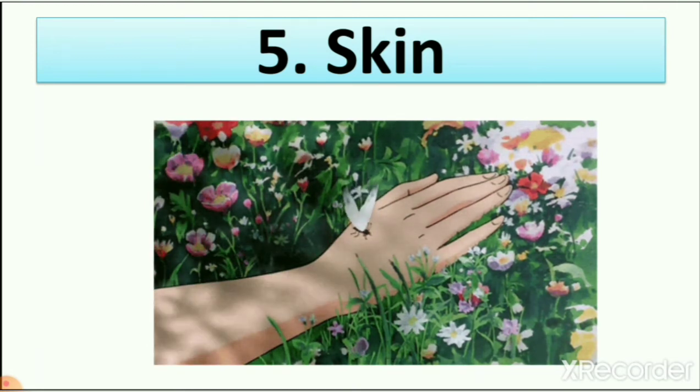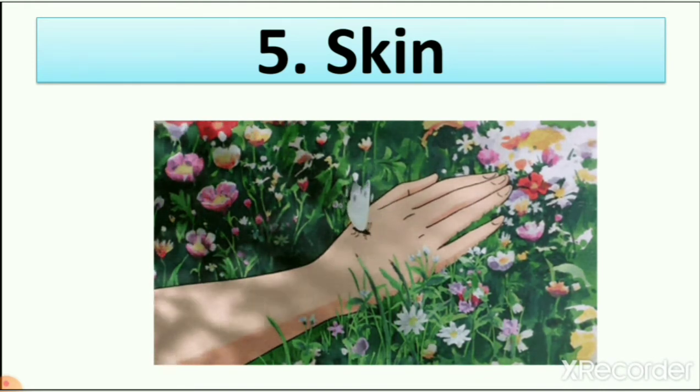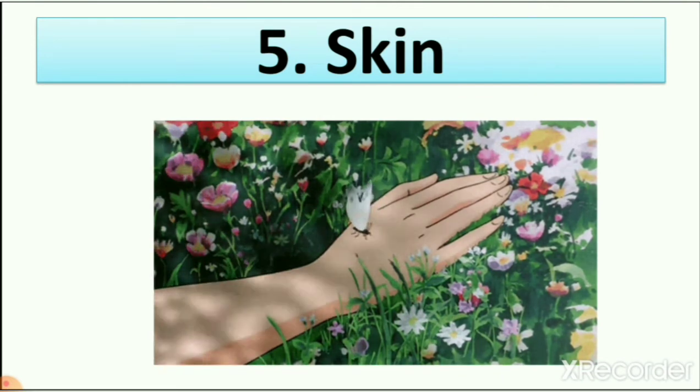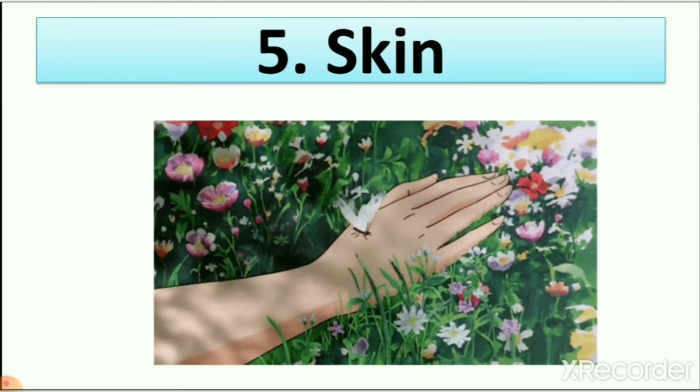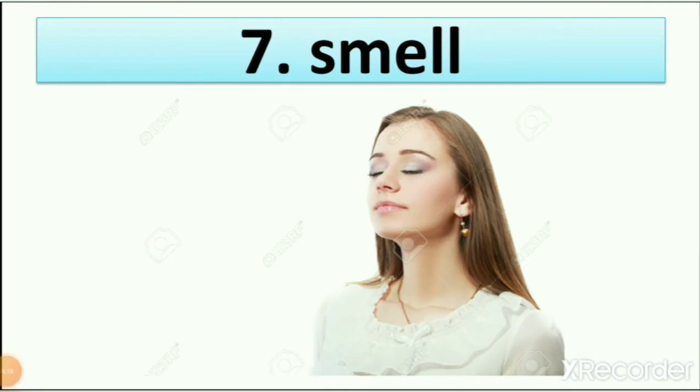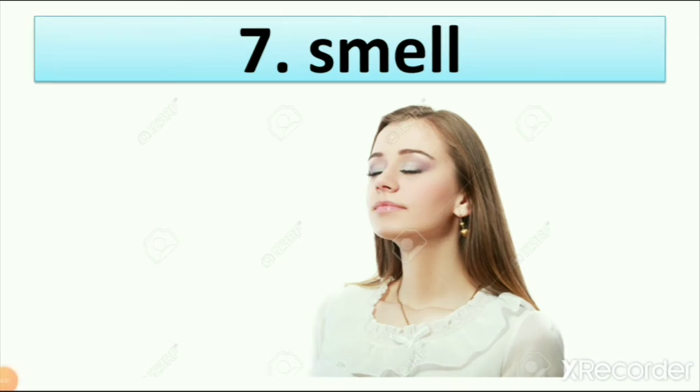Skin. Skin is one of our sense organs which helps us to feel the touch. Right? So here you can see a butterfly is sitting on a hand. How do we know that the butterfly is sitting on the hand? Because of the touch of the butterfly, right? So skin. See, we can see things. Here you can see one boy is having a magnifying glass, right? Smell, we can smell rose, onion, garlic, petrol, right? So this is smell.